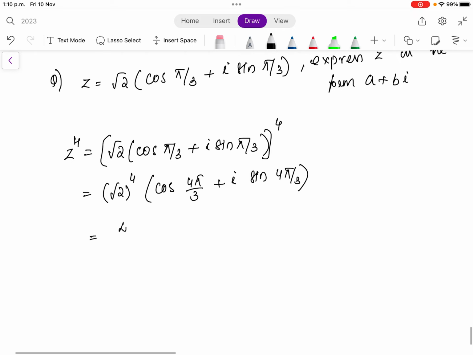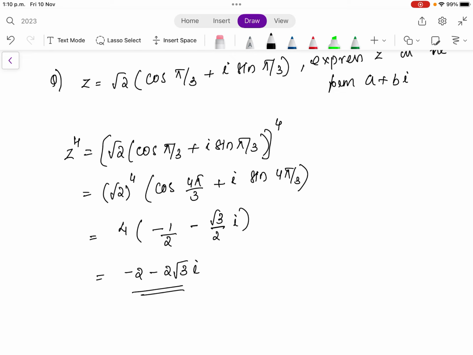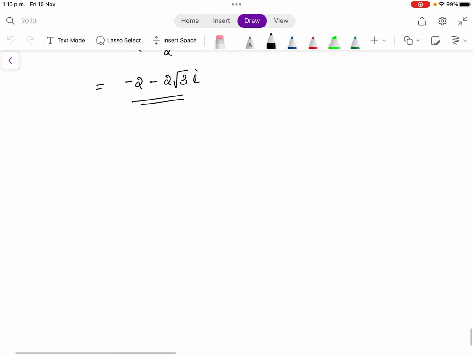Then that is equal to 4 times (cos 4pi/3 is minus 1/2, and sin 4pi/3 is minus root 3 by 2 i), and then you can simplify this as minus 2 minus 2 root 3 i. So whenever you need to find something like z to the power of 2, 3 or 4, you can directly use De Moivre's theorem and find the values out.